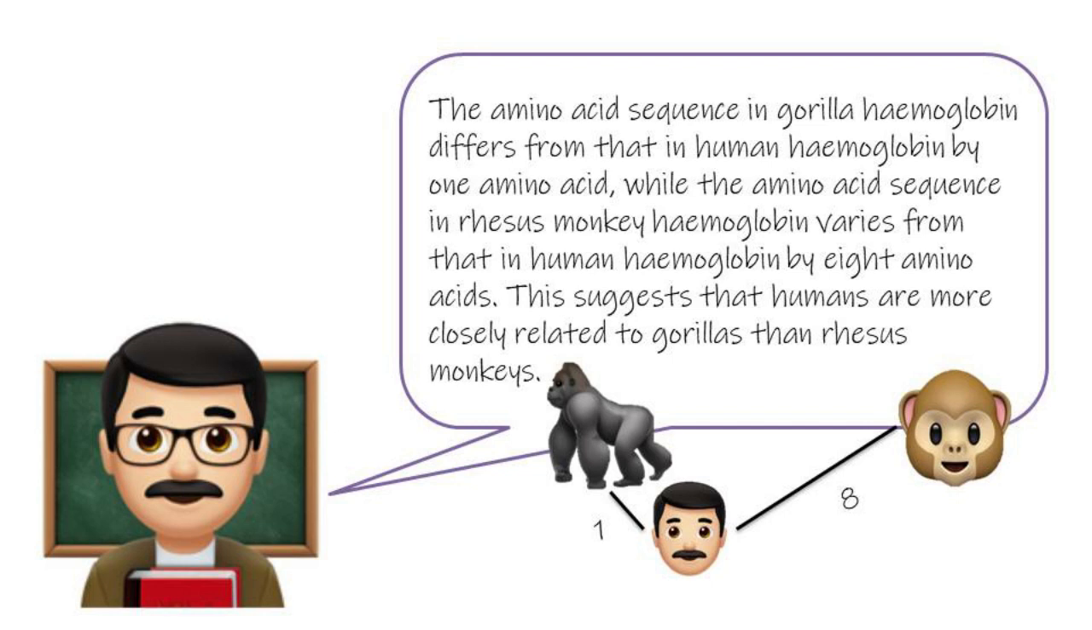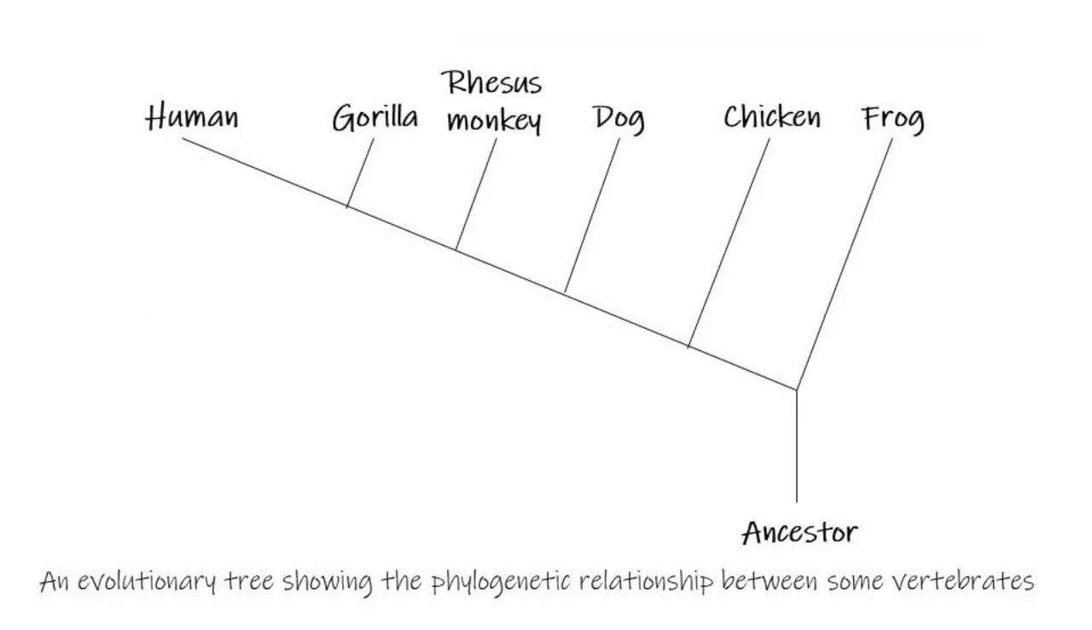The amino acid sequence in gorilla hemoglobin differs from that in human hemoglobin by 1 amino acid, while the amino acid sequence in rhesus monkey hemoglobin varies from that in human hemoglobin by 8 amino acids. This suggests that humans are more closely related to gorillas than rhesus monkeys. Based on the same principle, an evolutionary tree of the above organisms can be made.